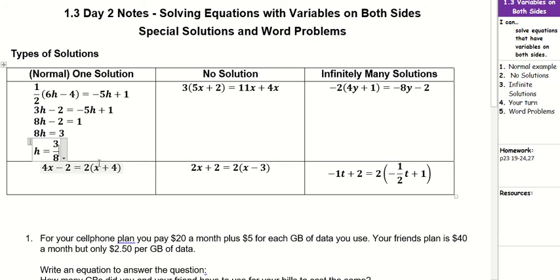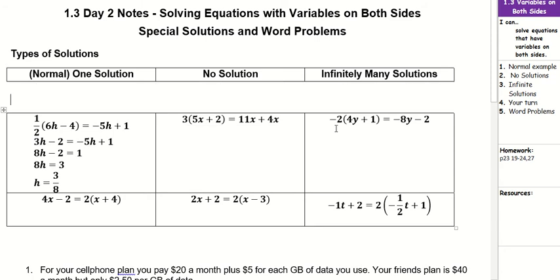Now I want you guys to try this example right here. But actually, I'm going to do the normal example. Now I'm going to do a no solution. Then I'm going to do an infinitely many. And then I want you to do one of each kind. So moving to our next one. Again, we do our distributive property first.